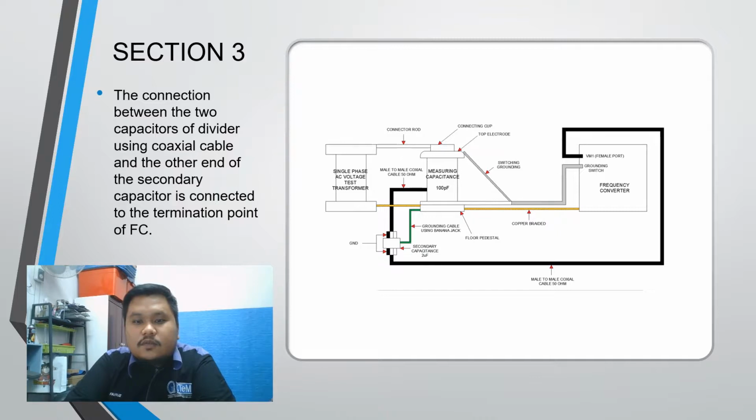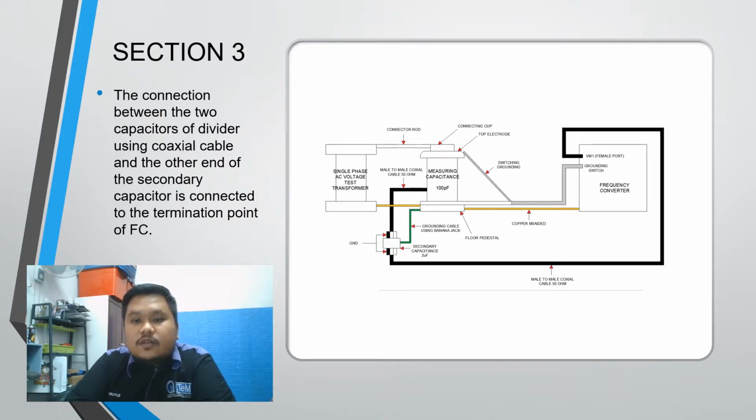The connection between the secondary capacitance and the frequency converter is using the coaxial cable, male-to-male coaxial cable 50 ohm RG58. The coaxial cable is connected to the point VM1 female port. In the port, there are 6 ports. VM1 and VM2 are for AC measurement. VM3, VM4, VM5 and VM6 are for DC measurement. For VM1 and VM2, the max voltage is 7 volt RMS.